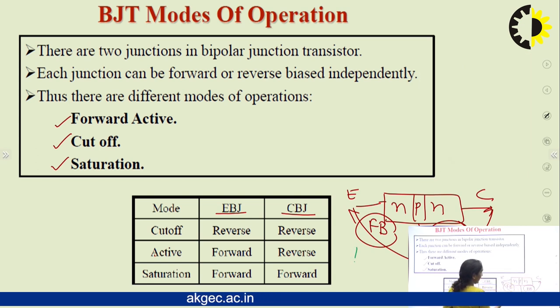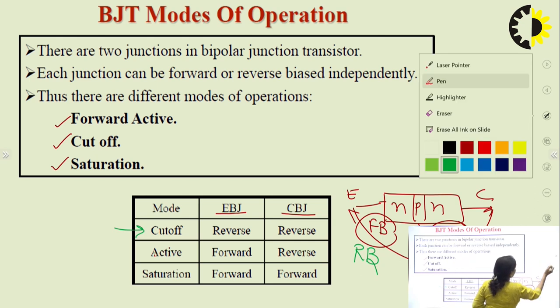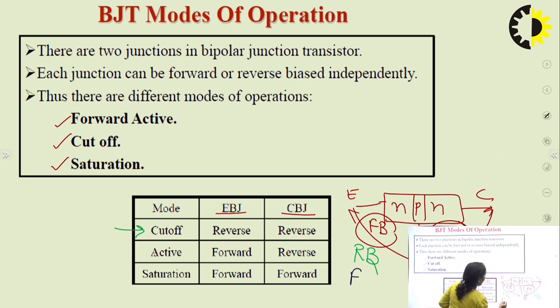If the emitter to base junction is reverse biased and the collector to base junction is also reverse biased, then the transistor operates in the cutoff region. And if we are forward biasing the emitter to base junction as well as the collector to base junction, then the transistor operates in the saturation region.